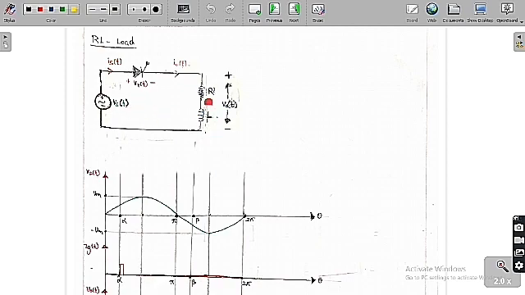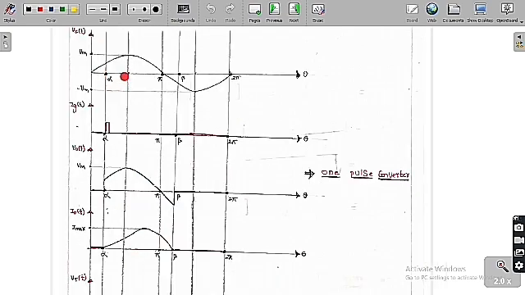Based on this we have to find the output voltage, output current, everything. The source voltage is Vm sin omega t. For 0 to pi it is positive and pi to 2 pi it is negative. As I have already told you, we are going to trigger the thyristor only in the positive cycle of the input voltage, which is 0 to pi. So alpha can vary between 0 to pi.